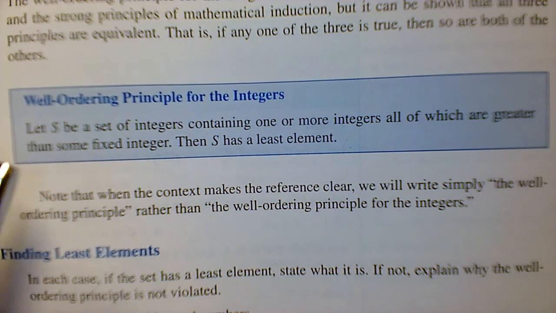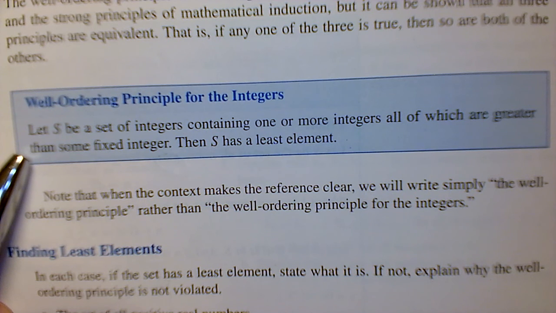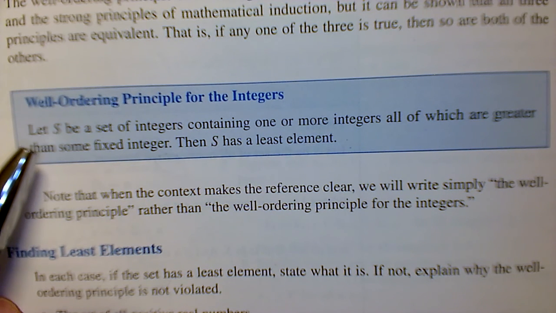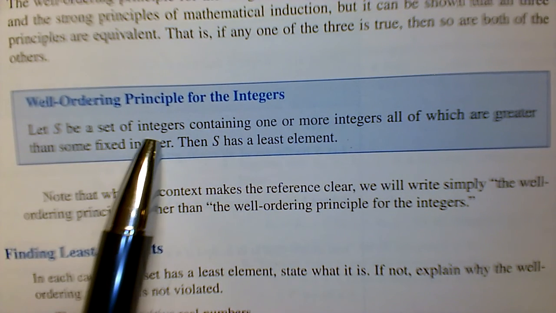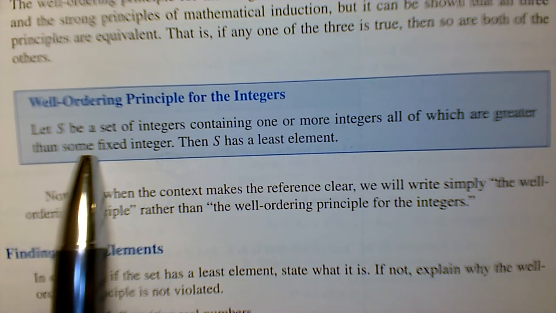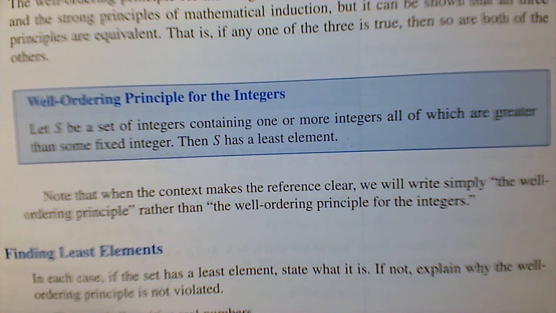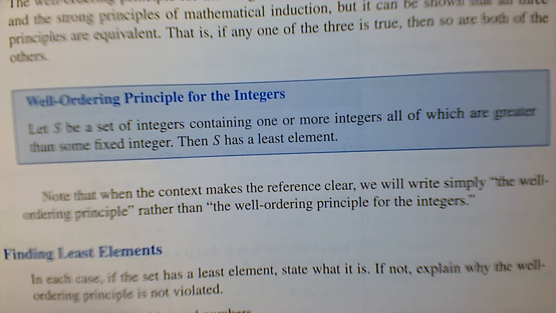Finally, there is a third statement that is equivalent to both regular induction and strong induction, but it really doesn't look like the other ones. It's called the well-ordering principle for integers. And it says if you have a set of integers and it contains one or more integers, all of which are greater than some fixed integer, and you say all the integers are greater than 50, or all the integers are greater than 20, well, then this says this would have to have a least element. This statement is very different from our regular induction and our strong induction, but it is equivalent to them. And there's a discussion in your text about how it's equivalent.